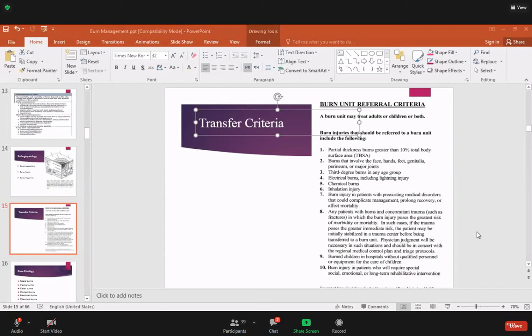Burn injury in a patient who requires special social, emotional, or long-term rehabilitative intervention. They have some social problem, or they are handicapped. So patients who have special needs also should be referred to the burn center. So these are the 9-10 indications for how to refer a patient from a scene of emergency or from a primary care hospital to the burn center, the specific centers for burnt patients.